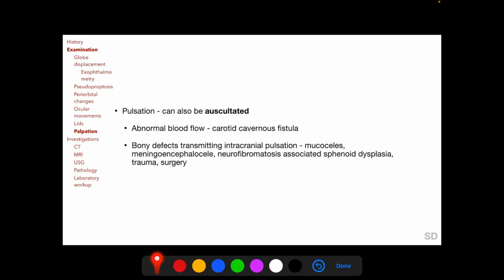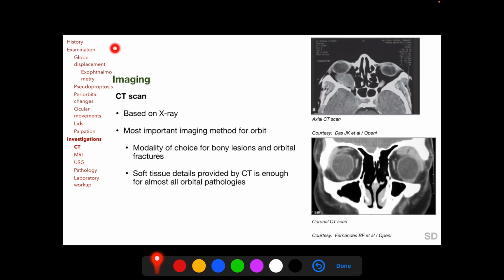Palpation can also reveal pulsation, and pulsations can also be auscultated. Pulsation can be due to abnormal blood flow, as found in situations such as carotid cavernous fistulas, or due to bony defects transmitting intracranial pulsation, as found in meningoencephalocele, mucoceles, neurofibromatosis associated with sphenoid dysplasia, and loss of bone following trauma or surgery. Imaging is very important in orbital disorders, and most if not all orbital presentations require imaging, and options for imaging include CT scan, MRI, and ultrasound.